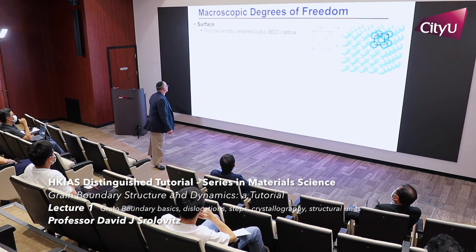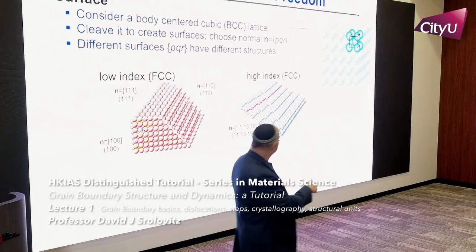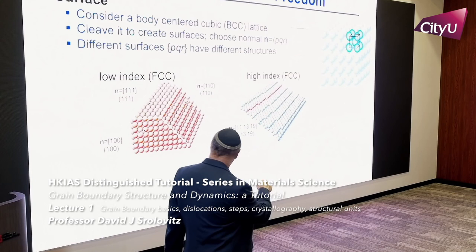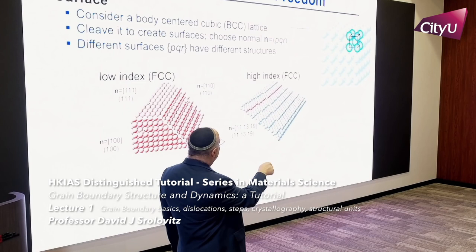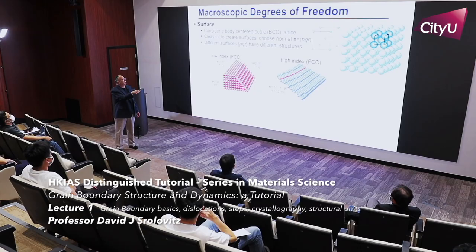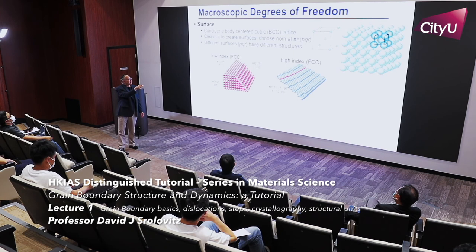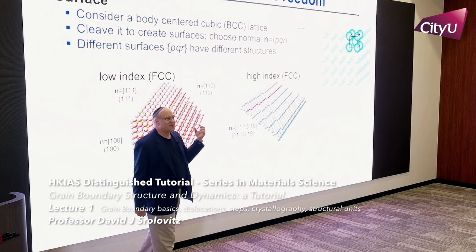The experts in the audience will recognize this is body-centered cubic. If I cleave that crystal, I can create different surfaces. These are low-index, or high-symmetry, surfaces. I can talk about the normal to the surface, the PQR direction, here 111, 110, 100. The surfaces are then characterized by the normal. That's the plane, so this is the family of planes PQR. If you look at the atomic structure, not just the symmetry of the surface depends on which plane, but indeed the detailed atomic structure also depends on which plane you cleave along.